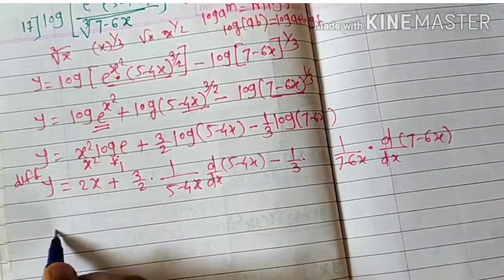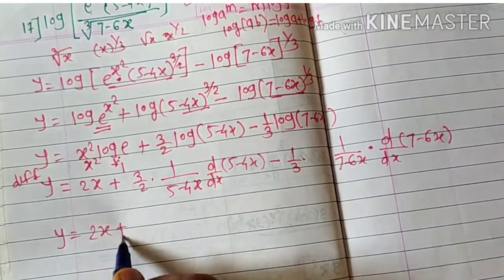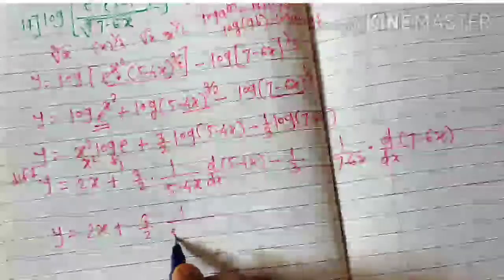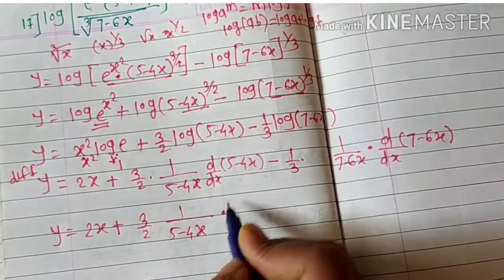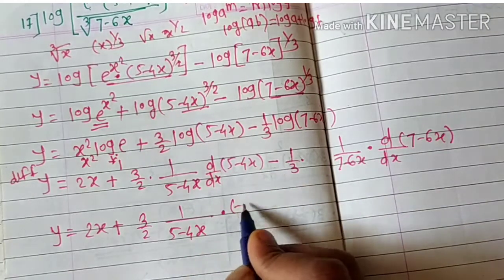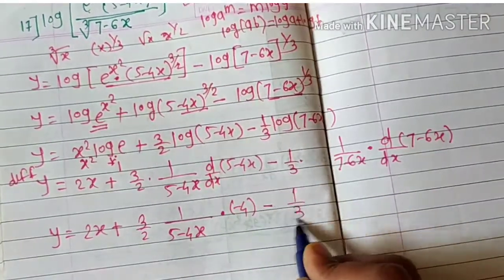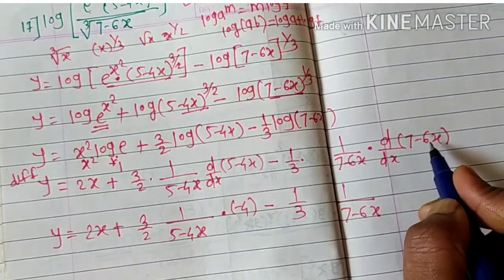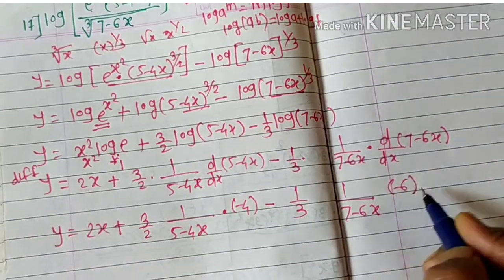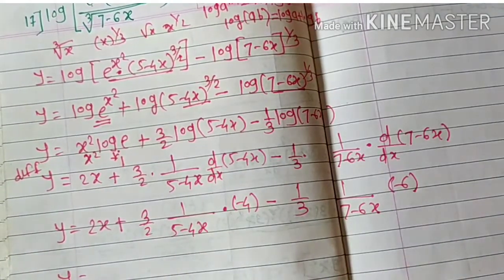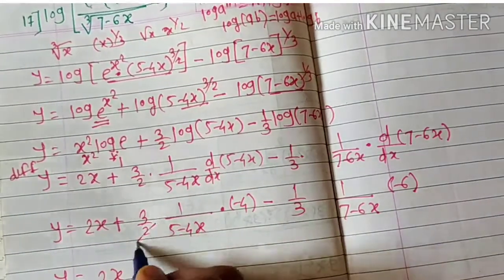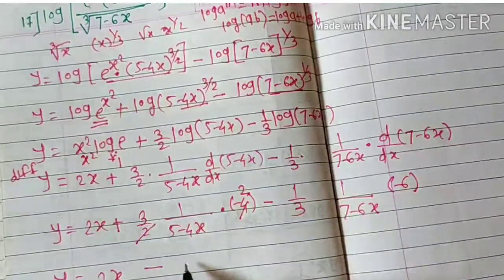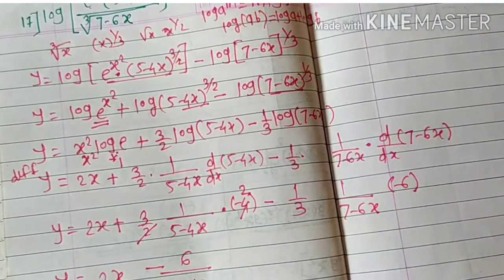Okay, then y is equal to 2x plus 3 by 2, 1 upon 5 minus 4x into the derivative of 5 is constant, minus 4x derivative is minus 4, minus 1/3, 1 upon 7 minus 6x, 7 derivative 0, minus 6x derivative is minus 6. Then y is equal to 2x, then cancel out the term, 2 gets cancelled, here remains 2, then this minus 2 and this 3 means minus 6 divided by 5 minus 4x.